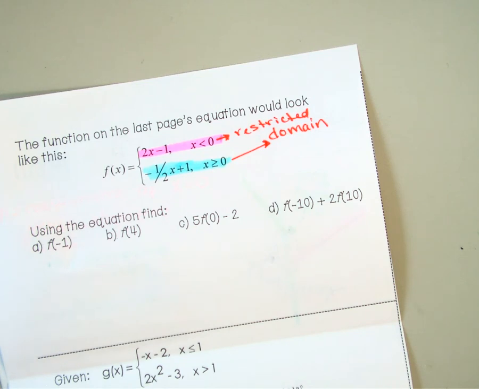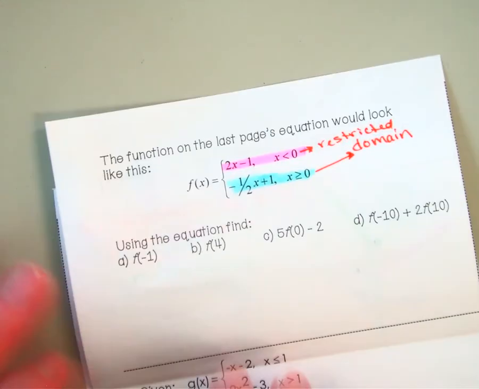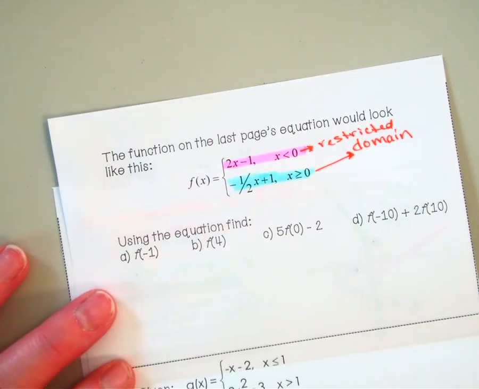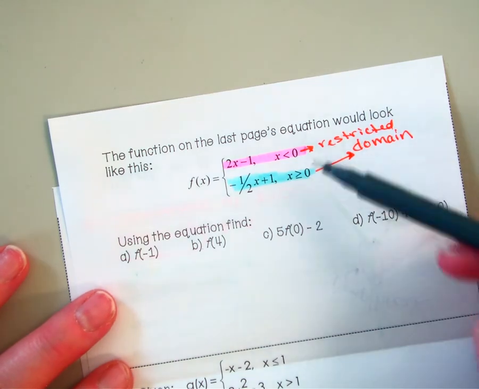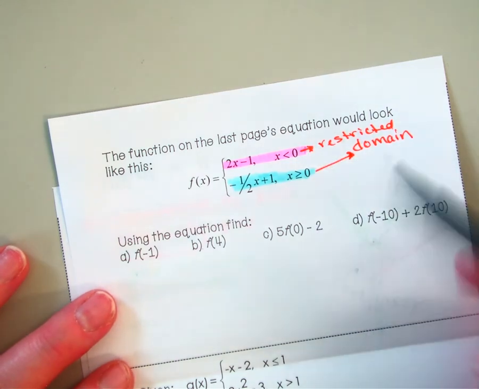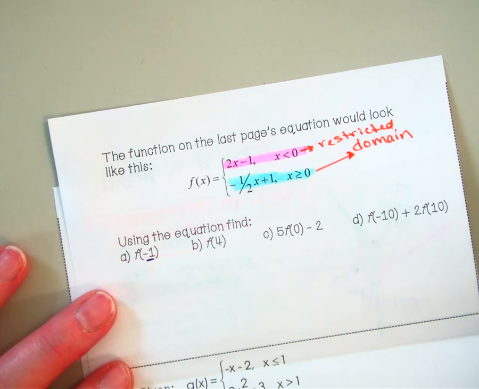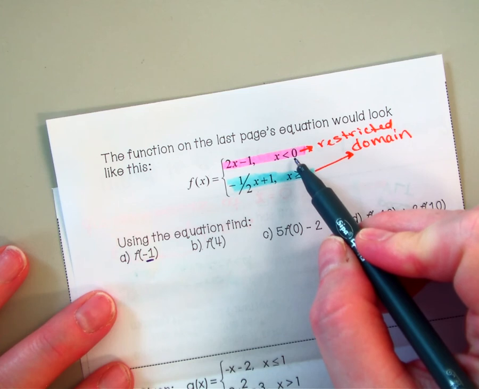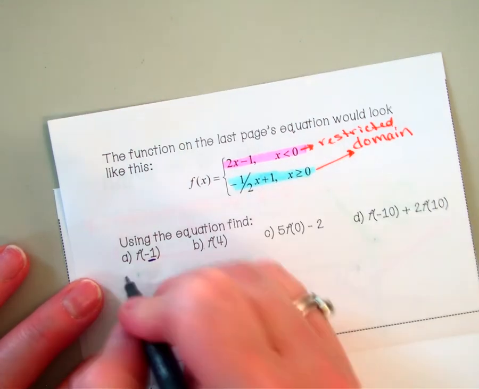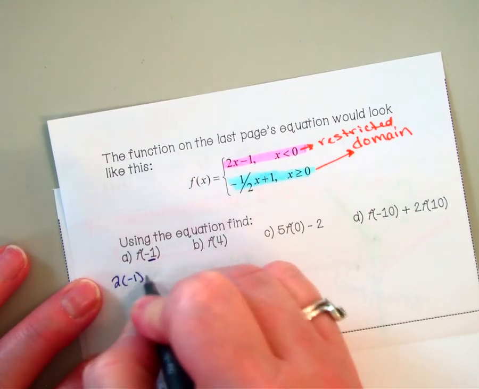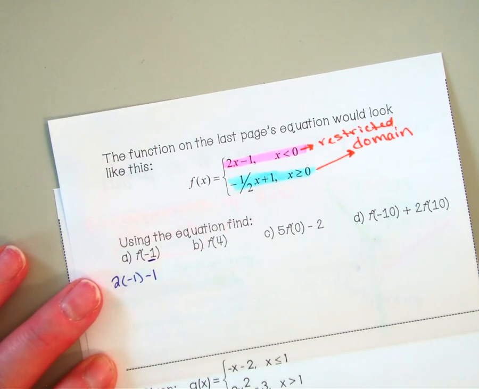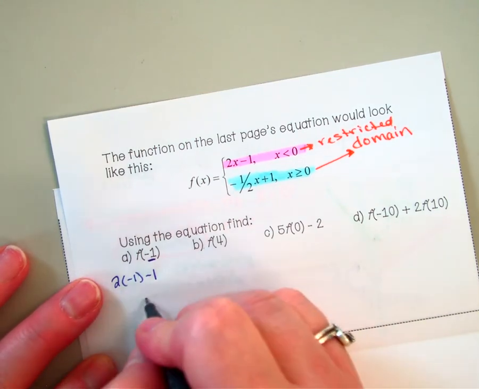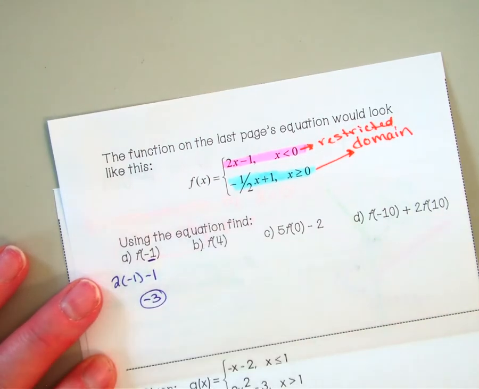So when you're evaluating your piecewise functions, what you need to do is pay attention to the domain and where that domain is going to fall within your restricted domains. So f of -1 means I'm using x as -1. -1 would fall in this inequality here. It would be less than 0. So that means I'm going to plug -1 in for that x. So 2 times -1 gives me -2 minus 1. I get a -3 for that.